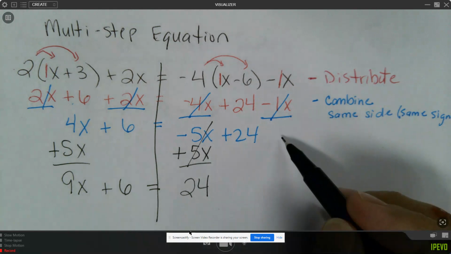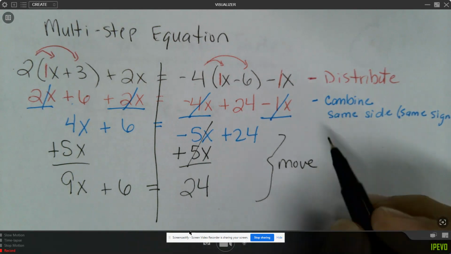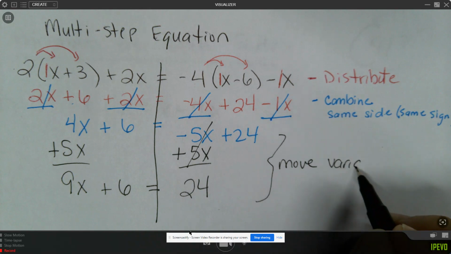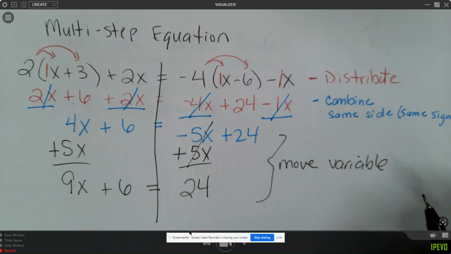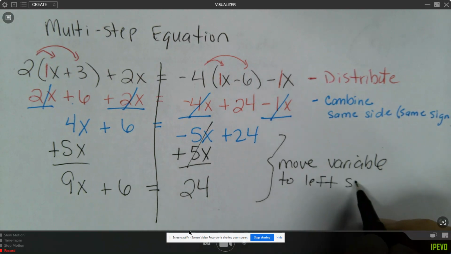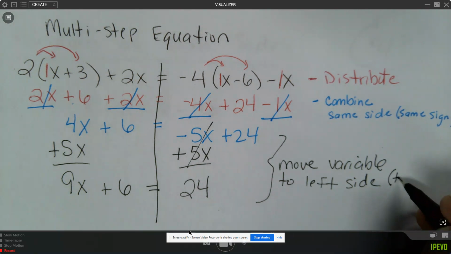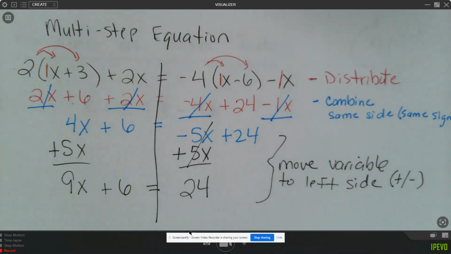Okay, so what we just did here was move the variable. Now I'm going to put it to the left side. That doesn't mean you always have to move it to the left, but that's what I usually will do, is move it to the left side. And when you move, you always use addition and subtraction, not multiplication or division. It's addition and subtraction. All right, so the last step is a two-step.